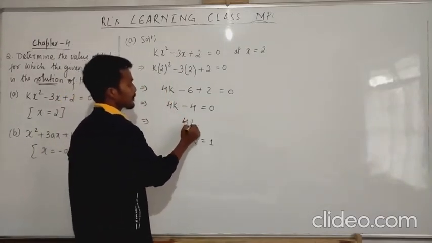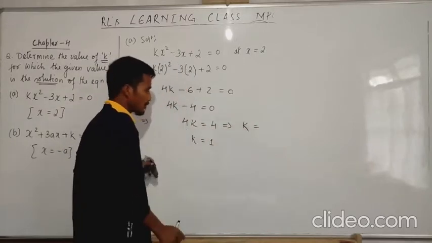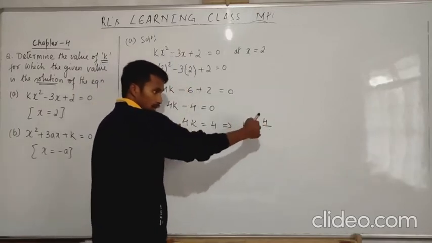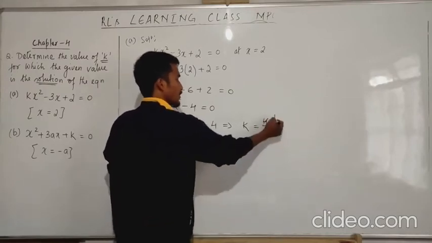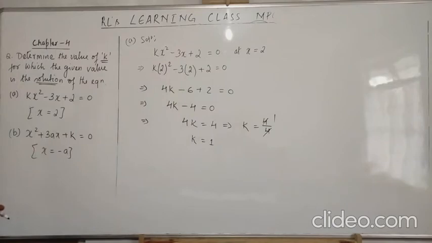And this 4k is equal to 4. Then I will write this. k is equal to, this 4 is already here. Then this 4 from here will go there and do the division. Then 4 divided by 4 will get how much? 1. And k is equal to 1. That will be the answer. And this question is very, very simple.